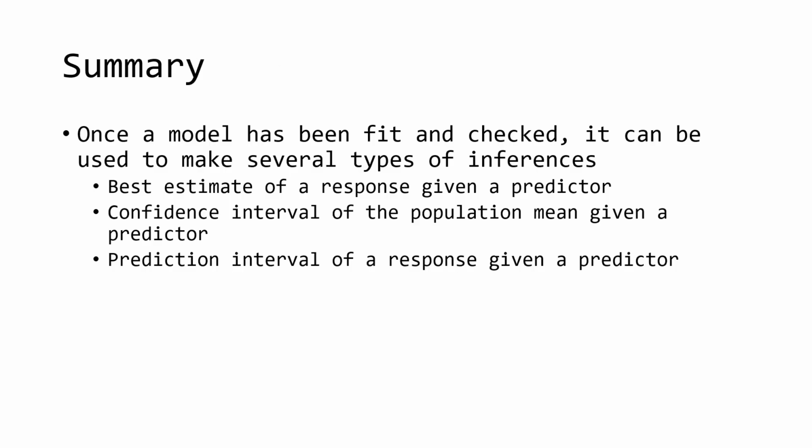In this video, we discussed making predictions using linear models. The key points to take away from this video are: once a model has been fit to data and checked, it can be used to make several types of inferences. We can make a best estimate of a response variable given a value of a predictor variable. We can estimate the confidence interval of the population mean for a response given the value of a predictor variable, and we can estimate the prediction interval for a yet unseen response given a value of a predictor variable.